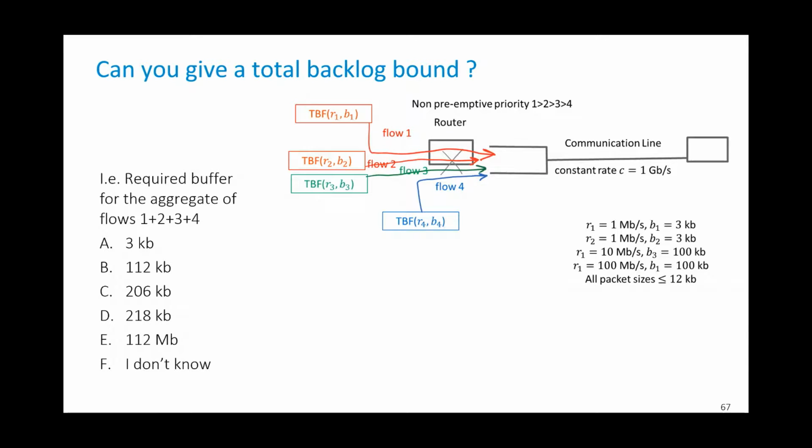Let's retake our last pass on our example. Now I look at the aggregate of the 4 flows together. Right? All the 4 flows together, and I ask, what is the total amount of buffer in the worst case that I will need for this? How would you go about it? Let's do an interactive solution.